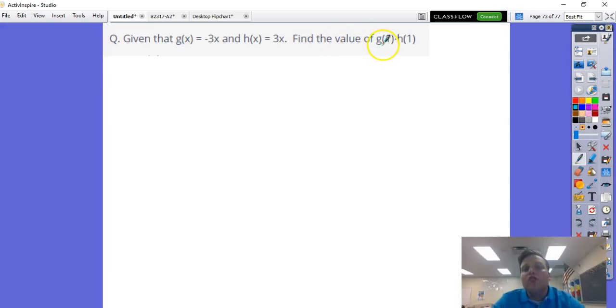Find the value of g of 1 times h of 1. So it doesn't just want me to multiply this function to this function. What it wants me to first do is find g of 1. All right, well, what does g of 1 mean? Well, we know that g of x is equal to negative 3x. And it wants me to find g of 1, so it's simply saying input the number 1 in for x. So g of 1 is negative 3.